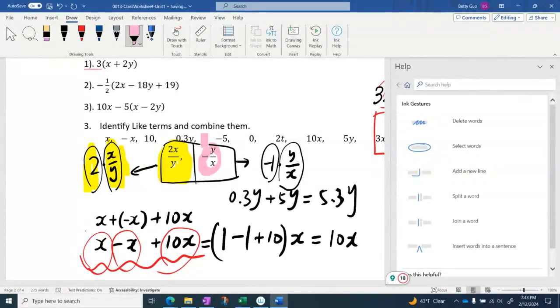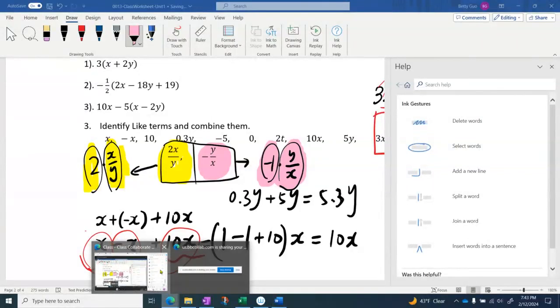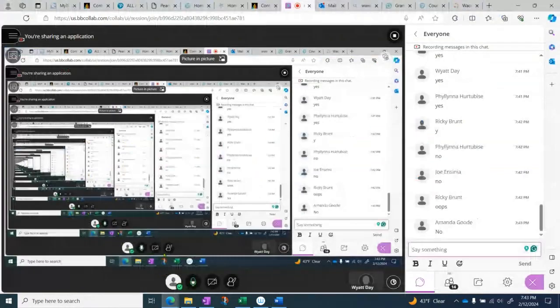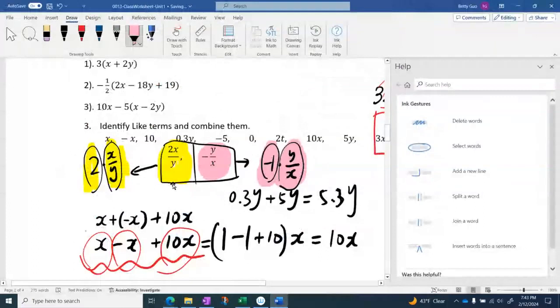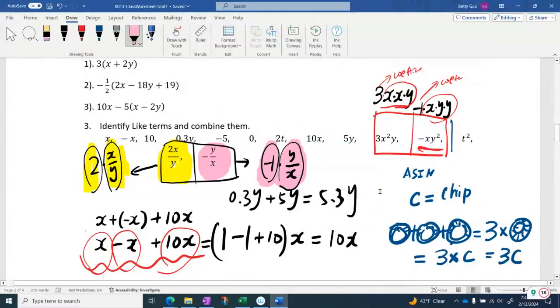And this one, when we break it down, we see the coefficient is -1. The variable part is y over x. Numerator is y, denominator is x. They're different, right? You see the yellow and the pink. They are not exactly the same. They are not like terms. Sometimes they could be very misleading or very tricky. It looks very similar, but they are not.